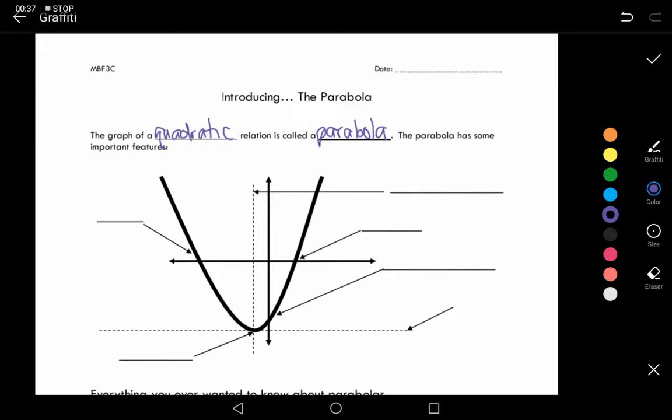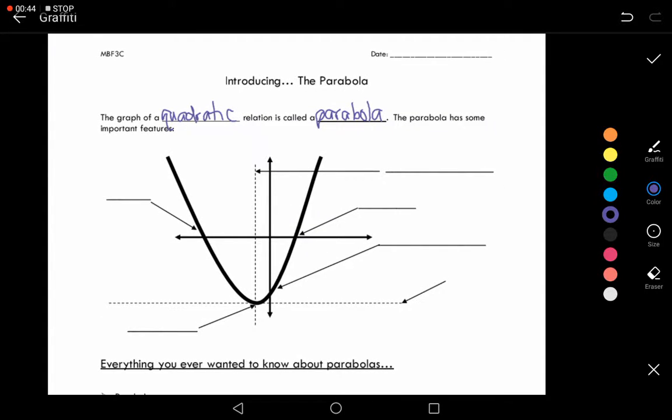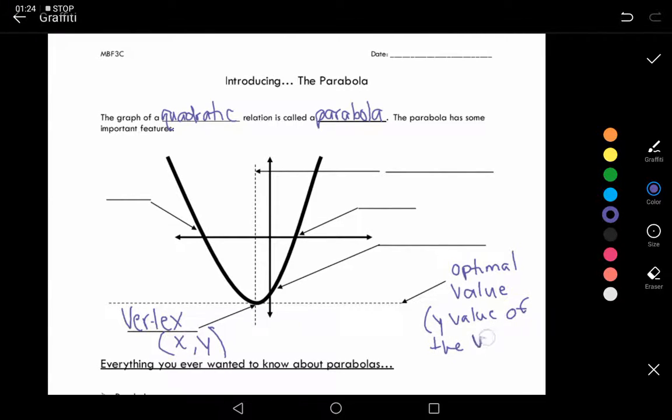So the parabola has some important features. I'm going to start down here. We know that the lowest or the highest point, again, we learned this in the last lesson, is what we call the vertex. That vertex is going to be a set of coordinates, so it's going to have an x coordinate and a y coordinate. This dotted line here represents the optimal value, which is just the y value of the vertex.